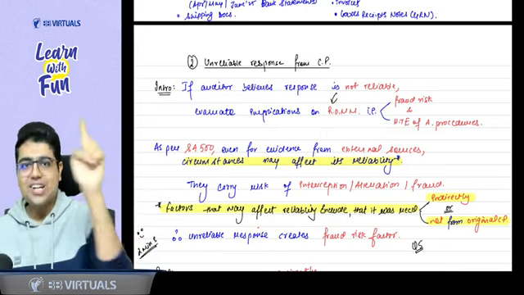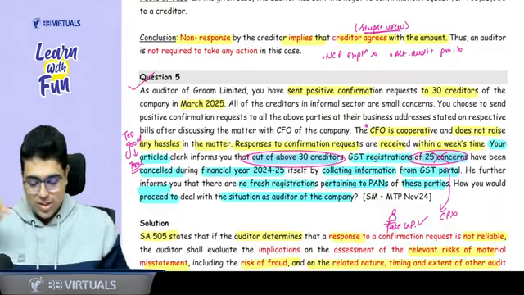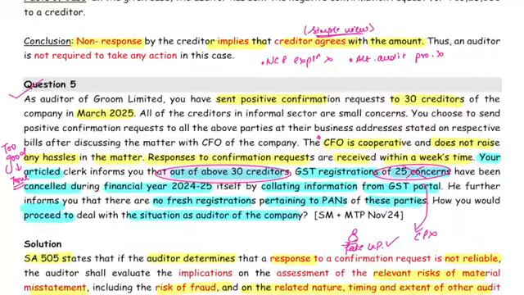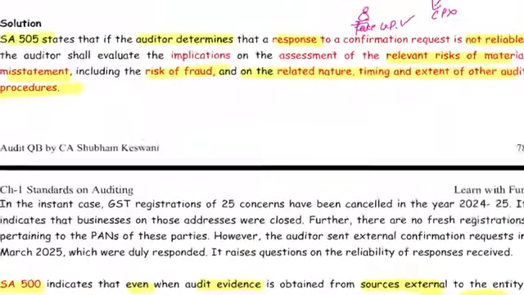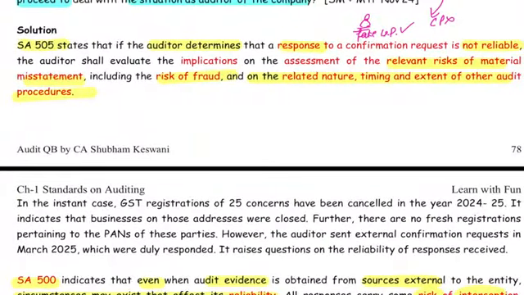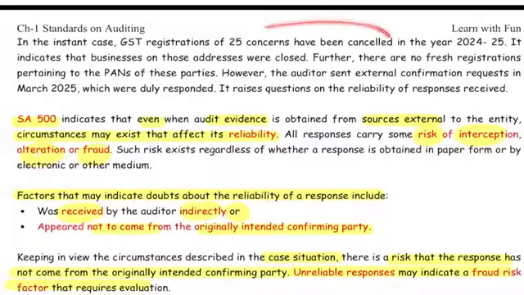This is the theory that you need to write as a CS student, and this is what is written in your answer. Let's revise, revision in revision. How do you start your answer? Sir, first of all, introduction: if response is not reliable, consider the impact on the risk of material misstatement, including the risk of fraud and the nature, timing, and extent of procedure. Then just write the facts of the case in 1 or 2 lines. That's it.